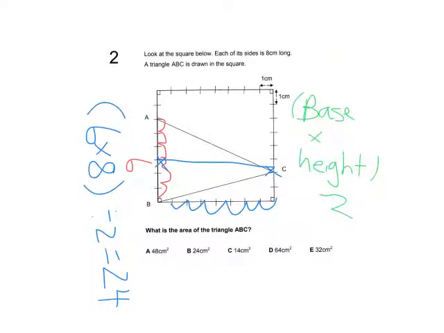Okay, I'll turn it back around again. It is easier to see the base when you turn it around, and that would mean I would choose the answer 24 for the base times the height.